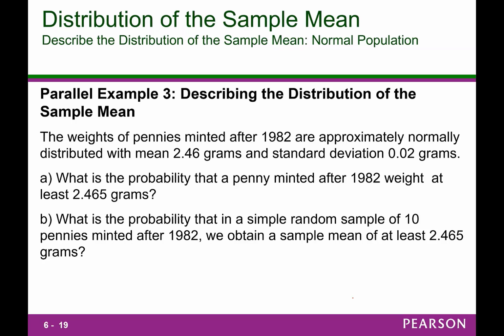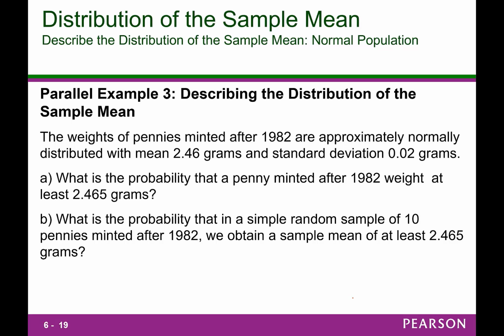Let's do one example. Describe the distribution of the sample mean. The weights of pennies minted after 1982 are approximately normally distributed, with mean 2.46 grams and standard deviation 0.02 grams. What is the probability that a penny minted after 1982 weighed at least 2.465 grams?